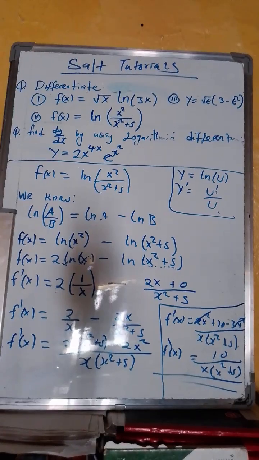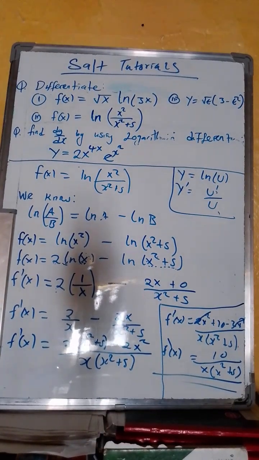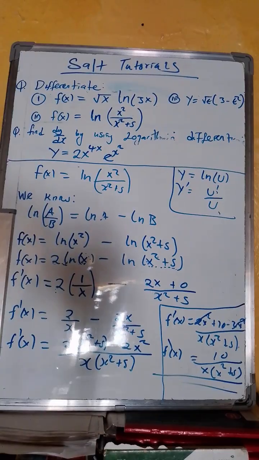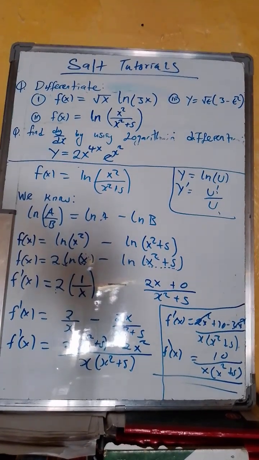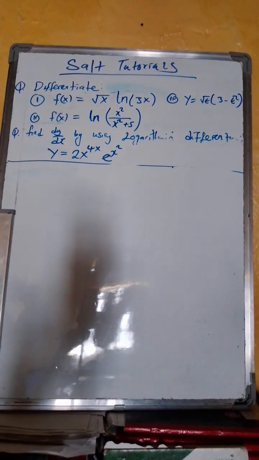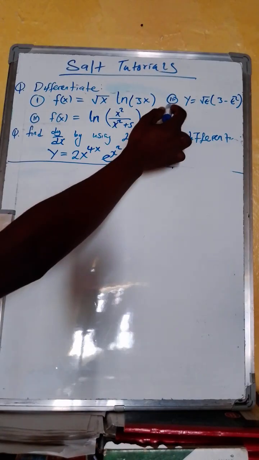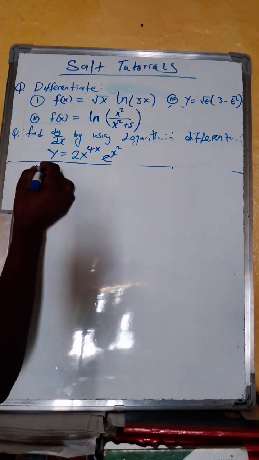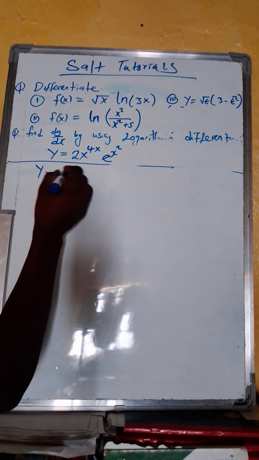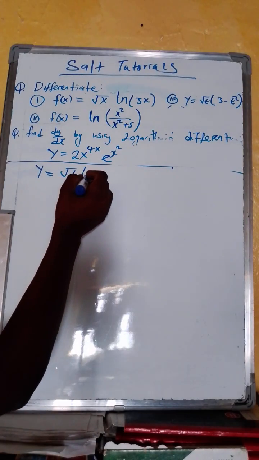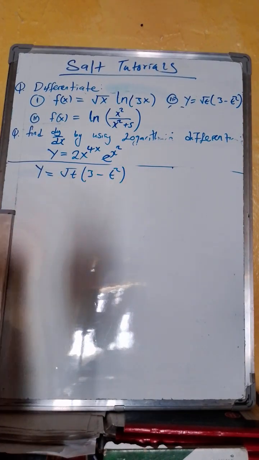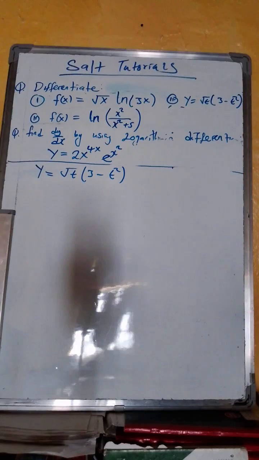Yeah. Let's shift to the third one. Let's look at the third one. So the third one is this guy. We're differentiating y equal to the root of t open bracket 3 minus t squared. Differentiating that guy. How do we differentiate that guy?